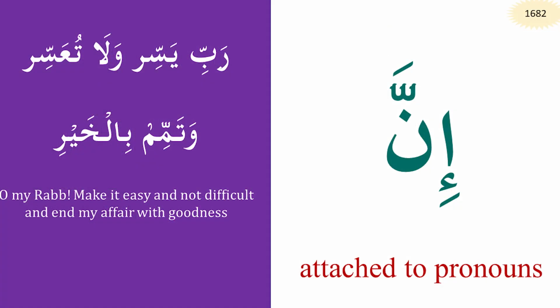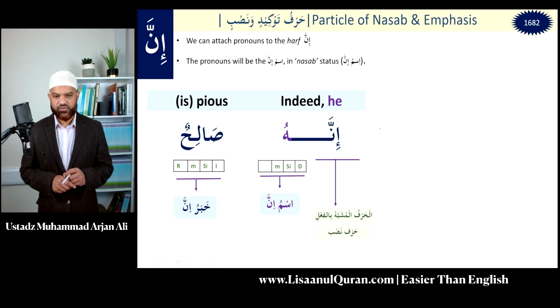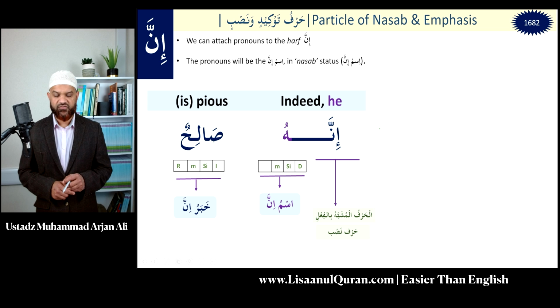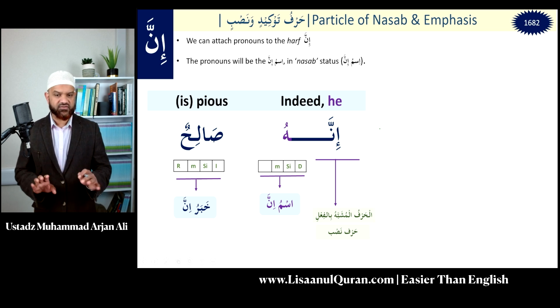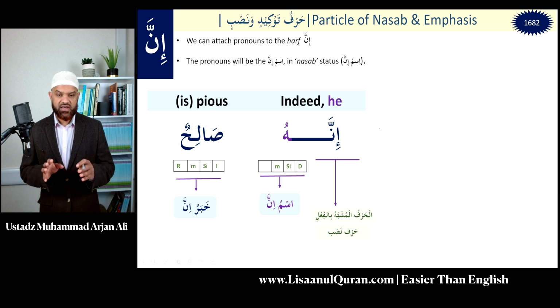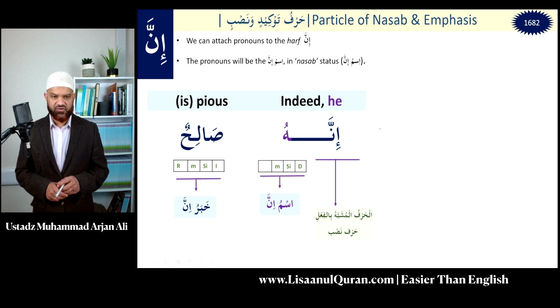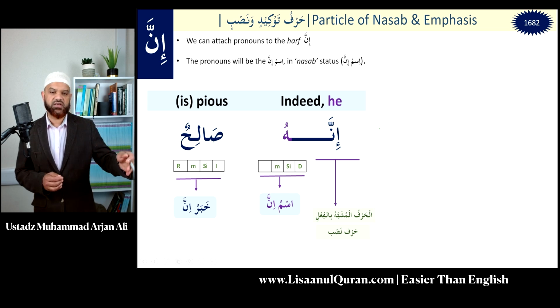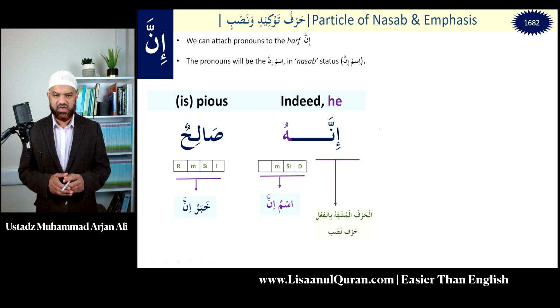Inna with attached pronouns. If you recall the attached pronouns, they were attached to isms before. We've also attached them to the harf of jar. They also attach to a harf of nasab. All 6 of them can attach to pronouns. Here we have Inna as an example for you. I want to say in Arabic, for example, Hamid is pious. We know how to do that already.